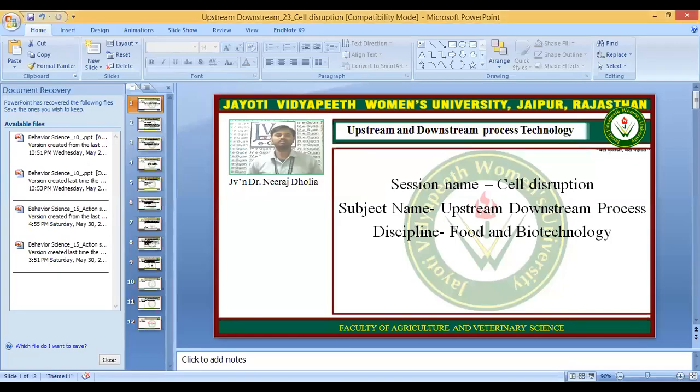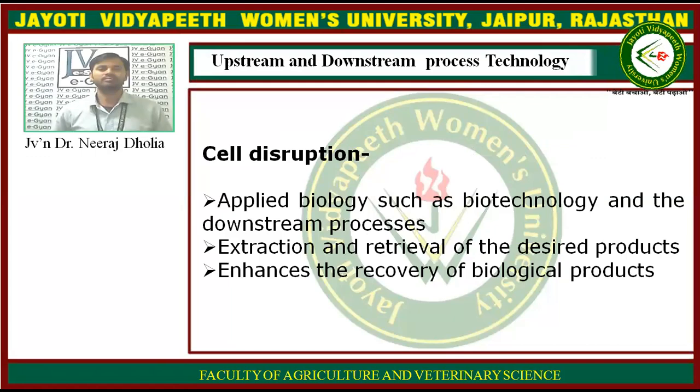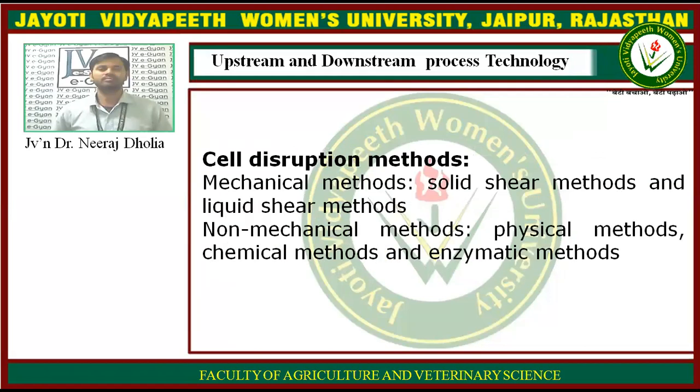So today we are going to discuss cell disruption, and this is under the subject upstream and downstream process. So what is cell disruption and why is it needed? This is an integral part of applied biology, specifically veterinary, and of the downstream process. It is used to extract, isolate, and recover the product which is produced inside the cell. So it enhances the amount of product, meaning the recovery of product from the biological cells.